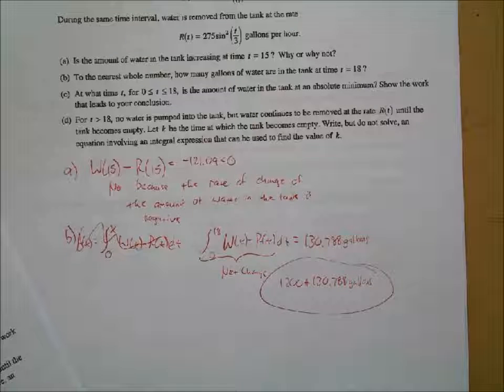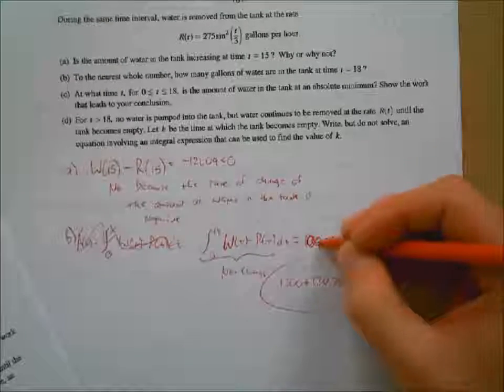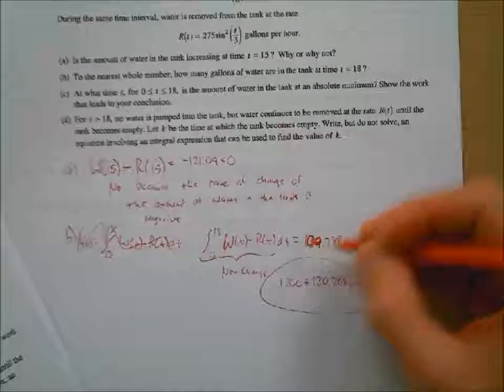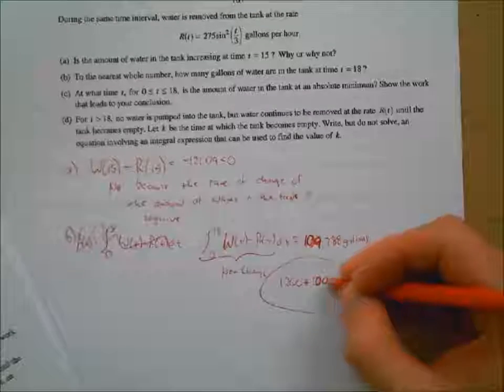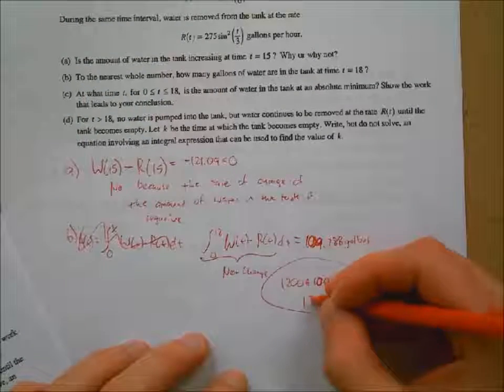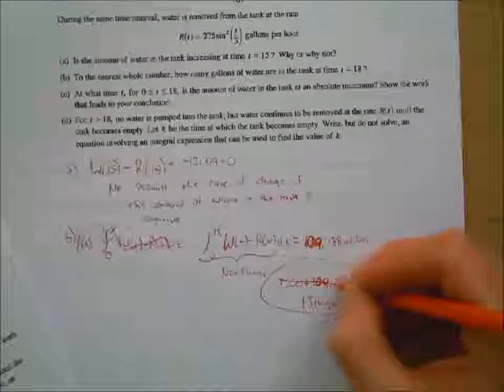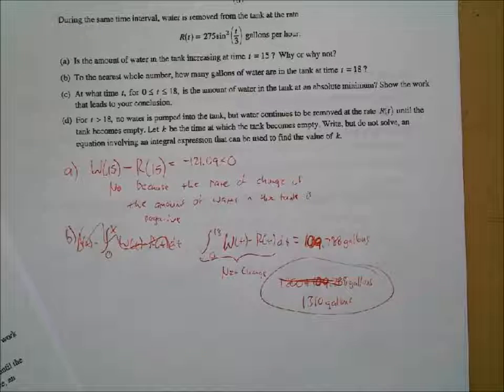Instead of the 130, I got 109. Oh, yeah, it should be 109. I must have mistyped something in my calculator. So it should be 109.788, sorry about that. And then it said to round to the nearest whole number, so it should be 1,310 gallons. Please make sure you round to the nearest whole number there. So 1,310 gallons. My mistake.